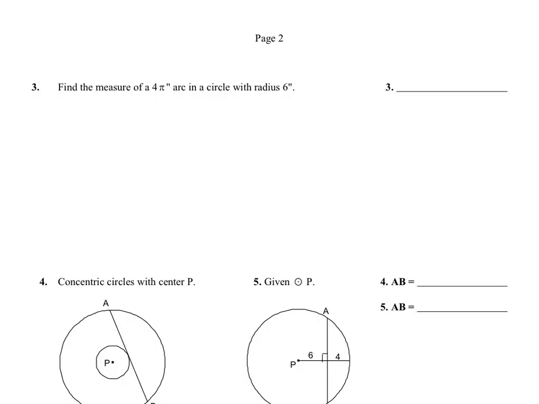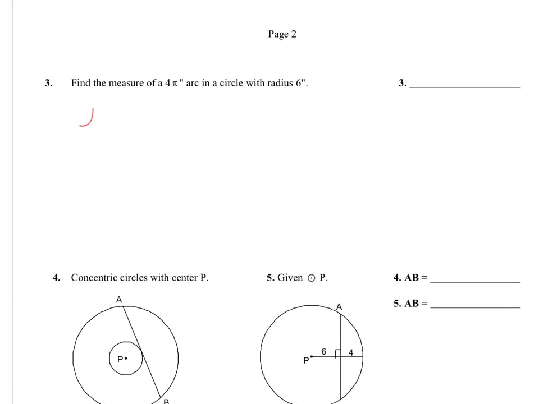Okay, number 3, find the measure of a 4 pi arc in a circle with a radius of 6. So this is the same as before. Length equals measure over 360 times pi d. We just have a little bit different information this time. This time we want to find the measure, and we know that our arc is 4 pi.